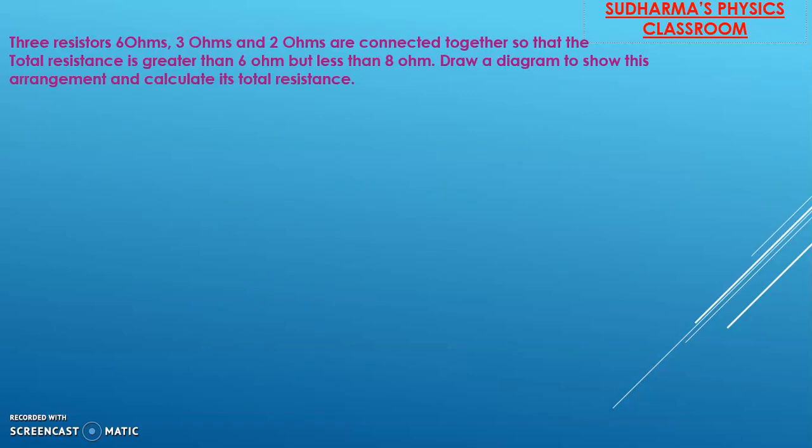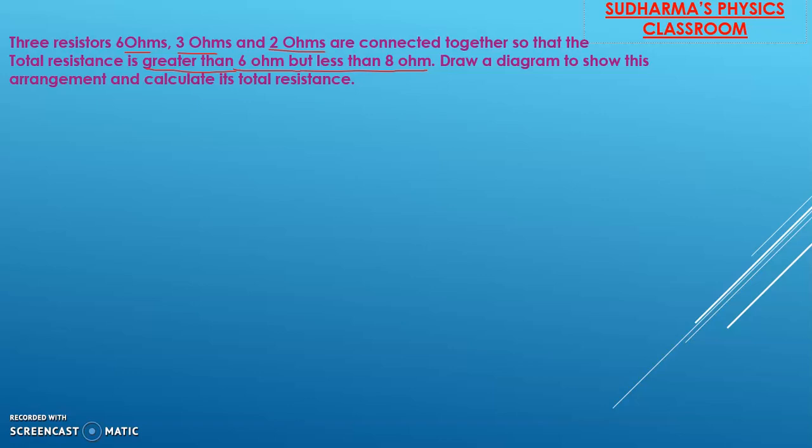Let's try another one. There are 3 resistors, okay? 3 resistors of 6 ohms, 3 ohms and 2 ohms are connected together so that the total resistance is greater than 6 ohm but less than 8 ohm. This is going to be more tricky. So we have to draw a diagram to show this arrangement and calculate its total resistance.